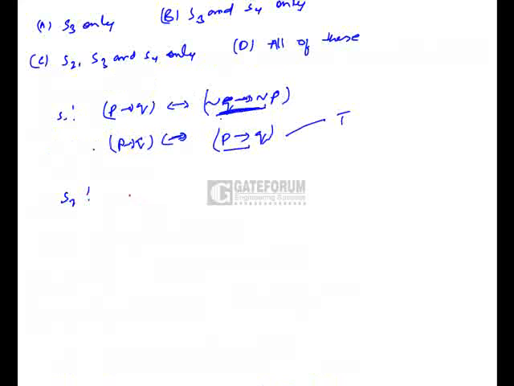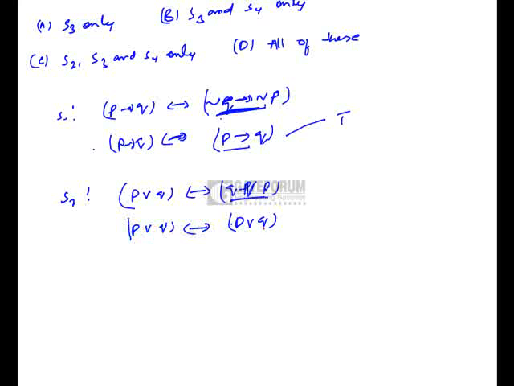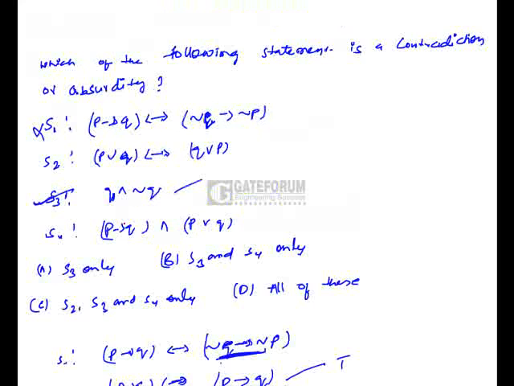Let us check S2. Statement S2: P or Q biconditional Q or P. We can write Q or P as P or Q. So this will become P or Q biconditional P or Q. This is also a tautology. As we have already seen, statement S3 is a contradiction.